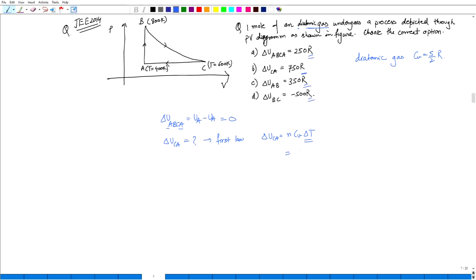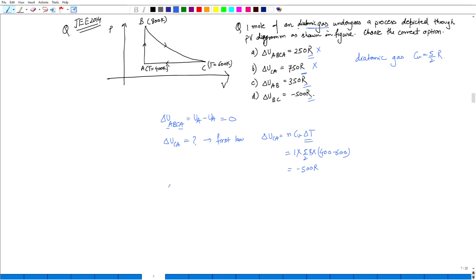So moles are 1, CV is 5 by 2 R, and delta T is taken to be 400 minus 600 from C to A. So this minus this, that is minus 200. So it is coming out to be minus 500 R. So this option is not correct. This option is also not correct.